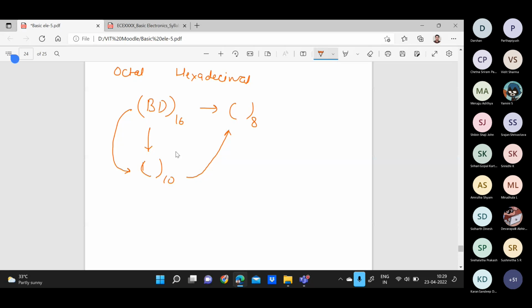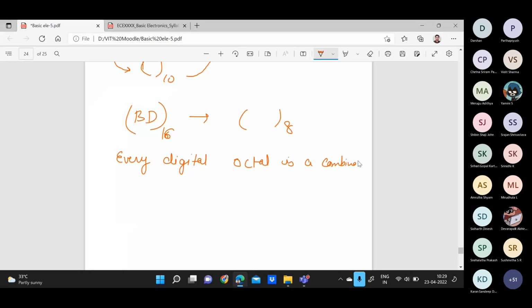But if you have this type of example, you can do one more thing. What is that? BD in hexadecimal, how to convert into octal? That was my question, right? Every digit of octal is a combination of 3 digits of binary.